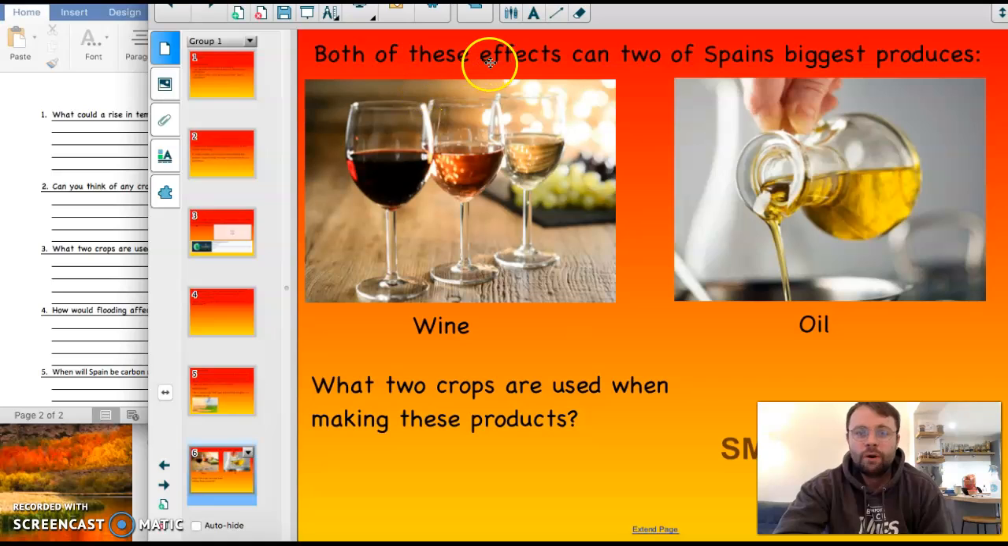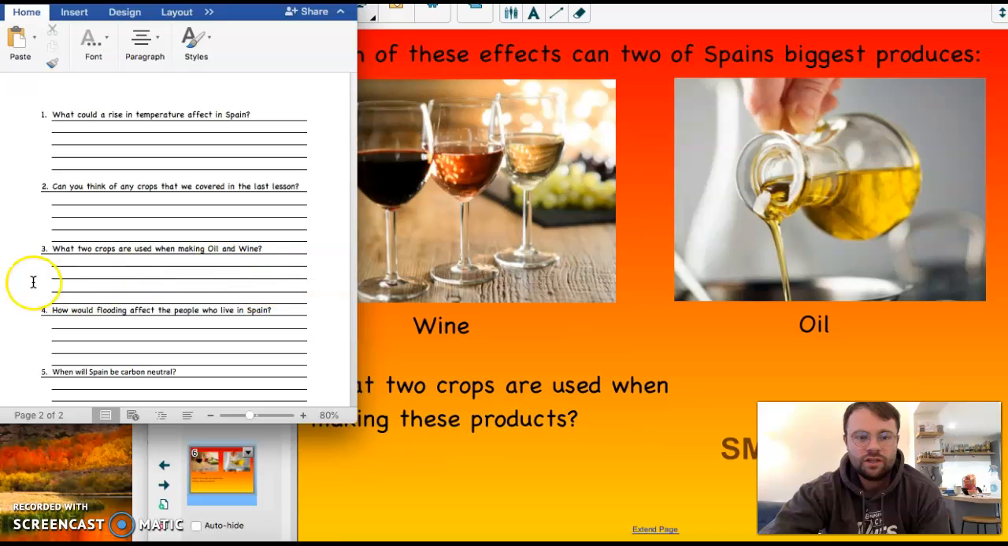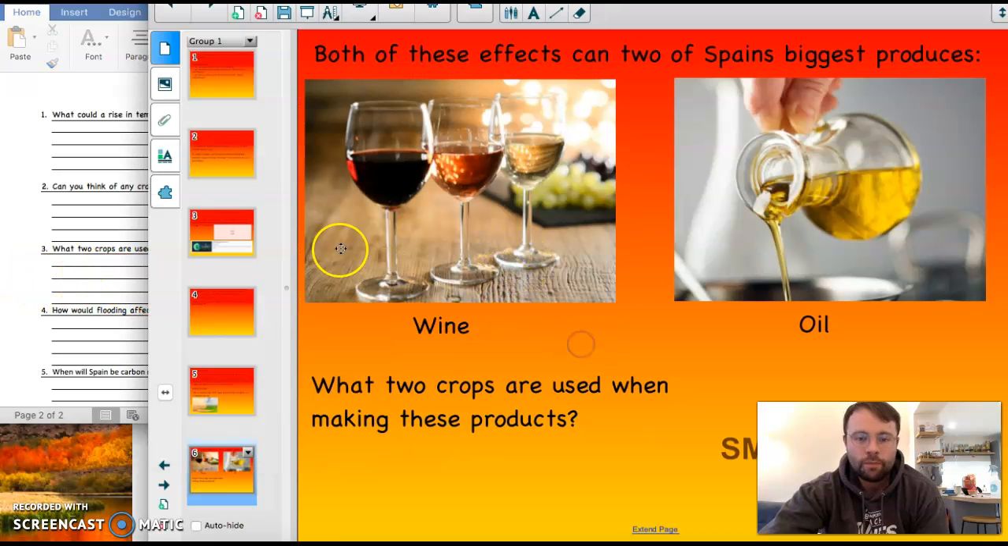Okay, both of these effects can affect two of Spain's biggest producers, wine and oil. Okay, now this is a bit of an easier question. What two crops are used when making these? Okay, so here's a question on your worksheet. Can you please tell me what crop is used to make wine and what crop is used to make oil? There's a few different answers for this one.